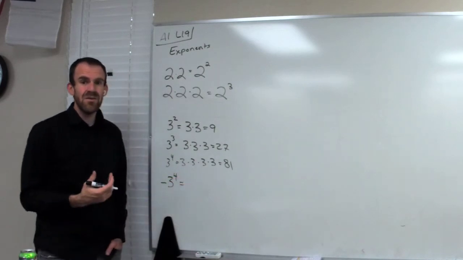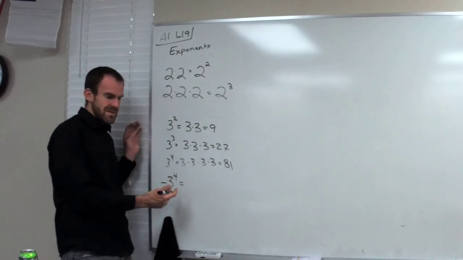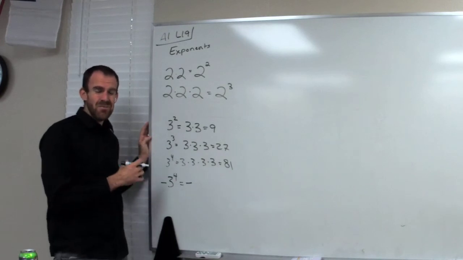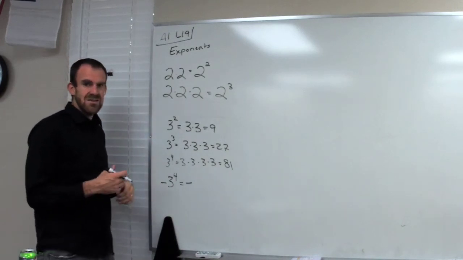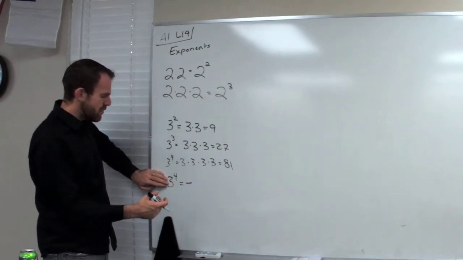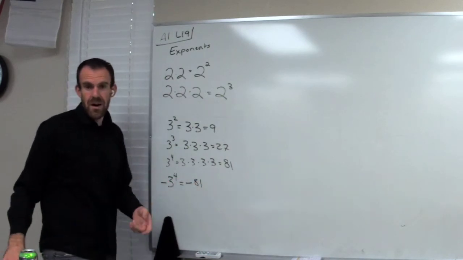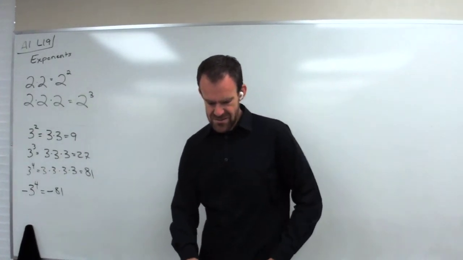Next, I have negative 3 to the 4th. Now, how do I deal with that? Well, the minus sign, since it's not in parentheses, will stay. Okay? If the minus is in parentheses, we have to treat it differently. But right now, this is more like just saying subtracting 3 to the 4th. So I can cover it up with my hands, find 3 to the 4th, and then remember that I have a minus sign there.